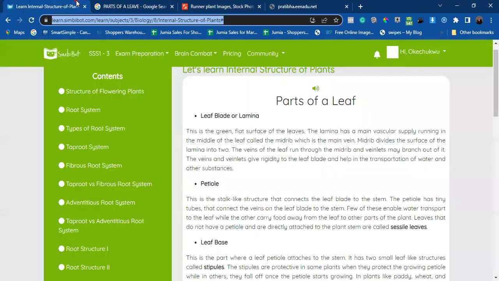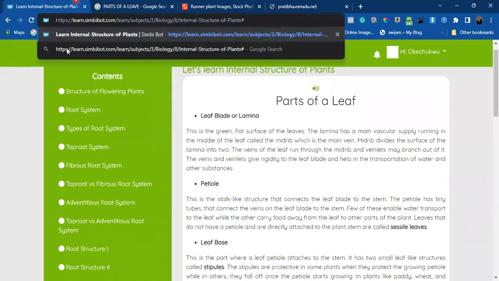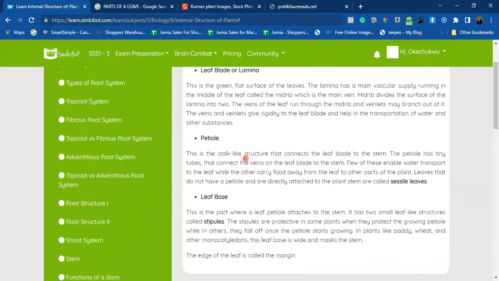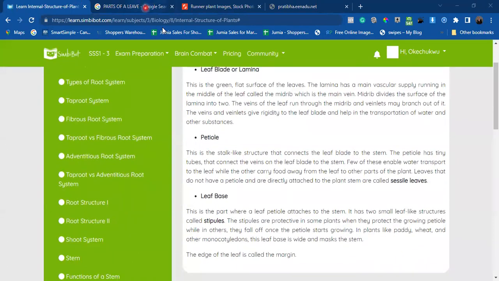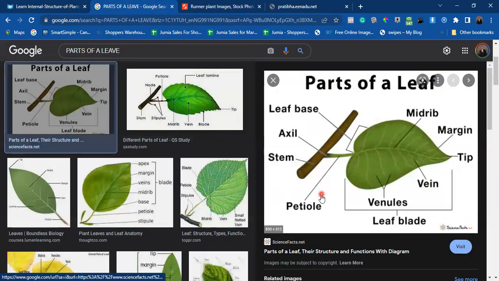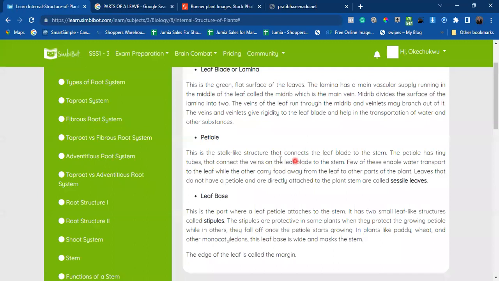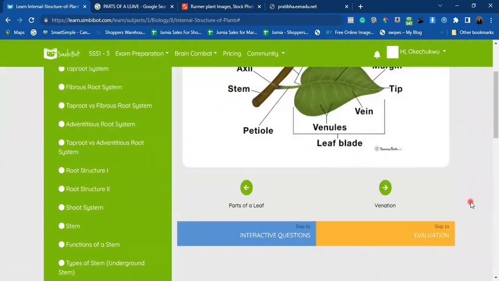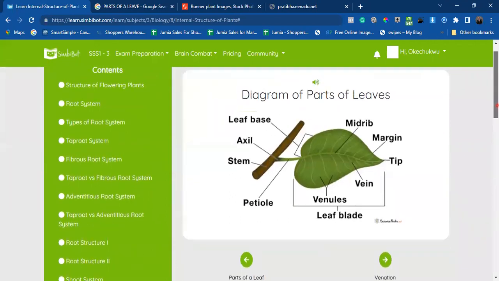So these are the basic structures of the leaf. The leaf blade or lamina, I've shown you. The petiole, this is it. More like what connects the leaf to the branch. The petiole connects the leaf to the branch or stem. We have the leaf base, which I've also shown you. We even have the diagram here.